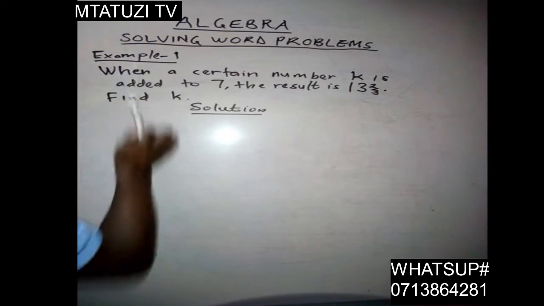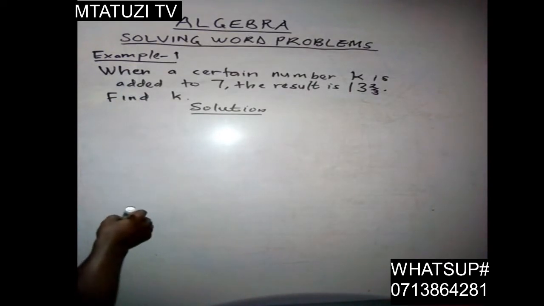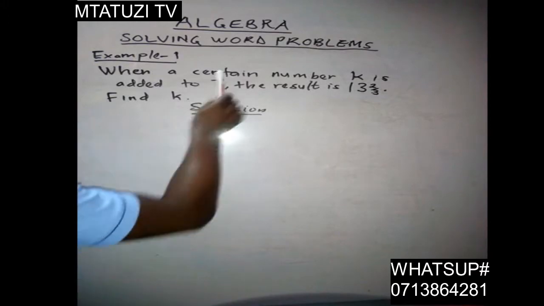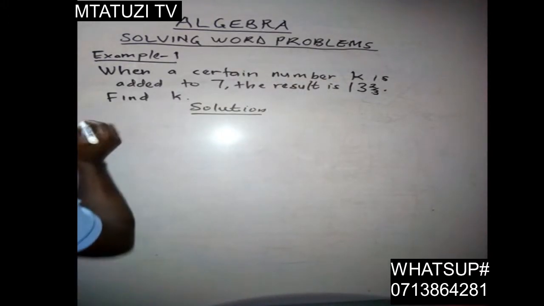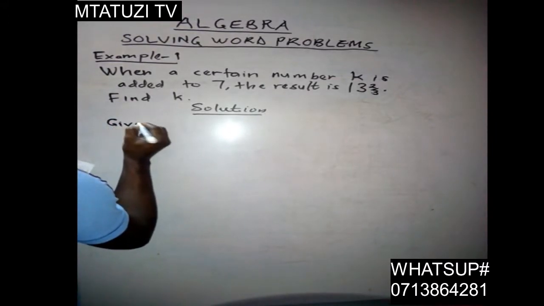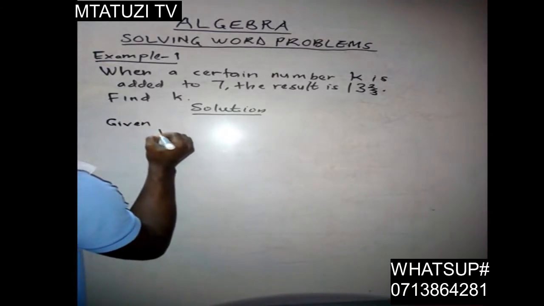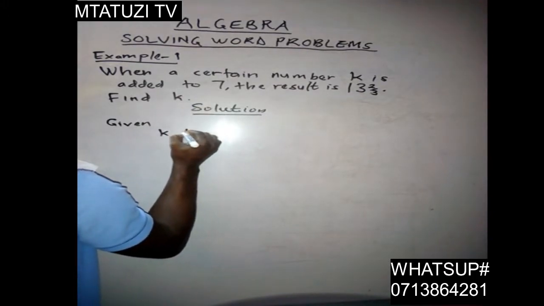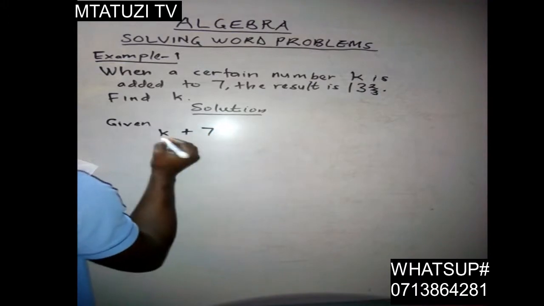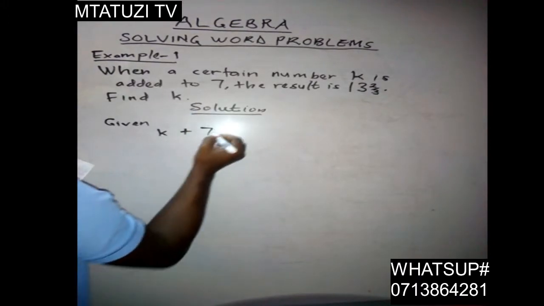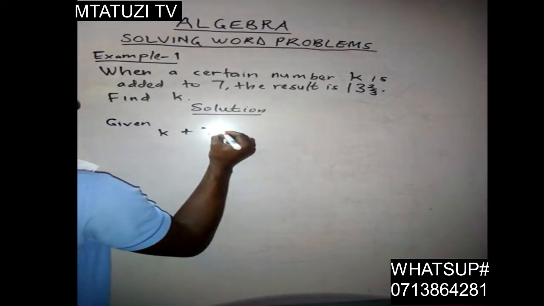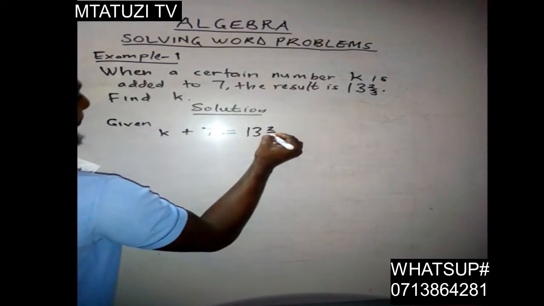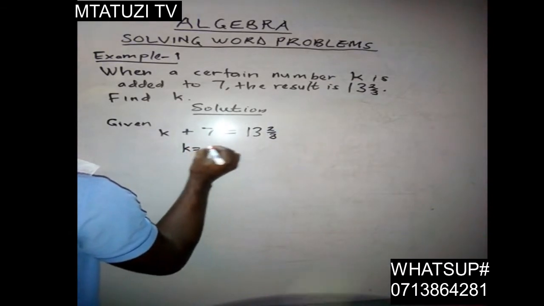The question says, when a certain number k is added to 7, the result is 13 2 over 3. Find k. So you are given a certain number k. Added means plus. When k is added to 7, the result is equal to 13 2 over 3. Find k, which is equal to how much?